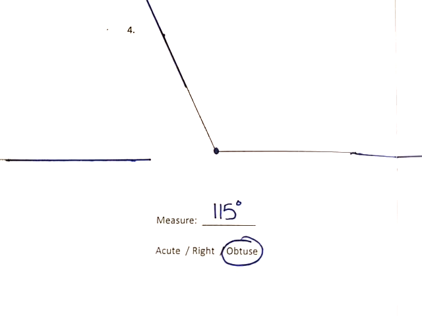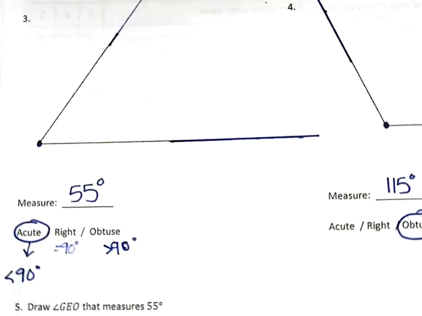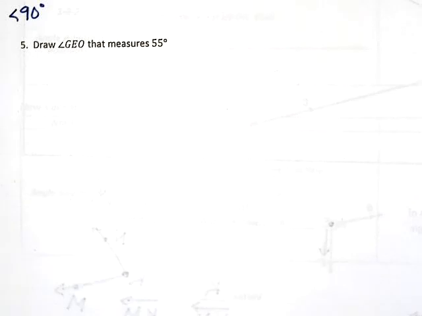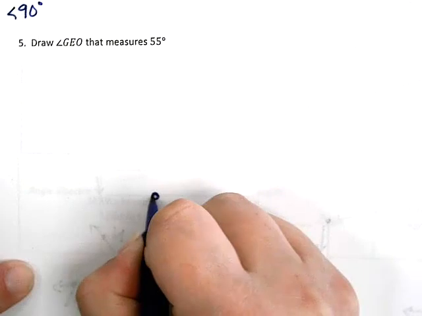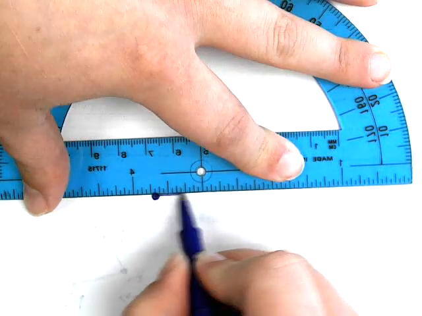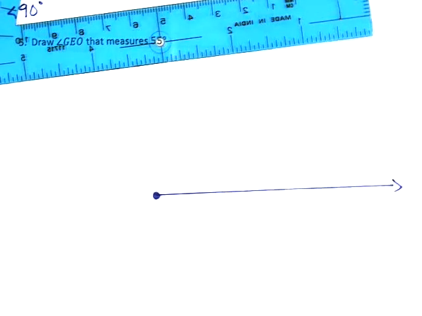Okay? Now we are going to draw our own angle, GEO, that measures 55 degrees. The first thing you're going to want to do is, first of all, move my book so you guys can see. Sorry. We want to draw angle GEO that measures 55 degrees. First thing you want to do is identify where you want your vertex to be, and we're going to draw one side of our angle. And I always just go out to the right because it's easier. All right, there's one side of my angle.